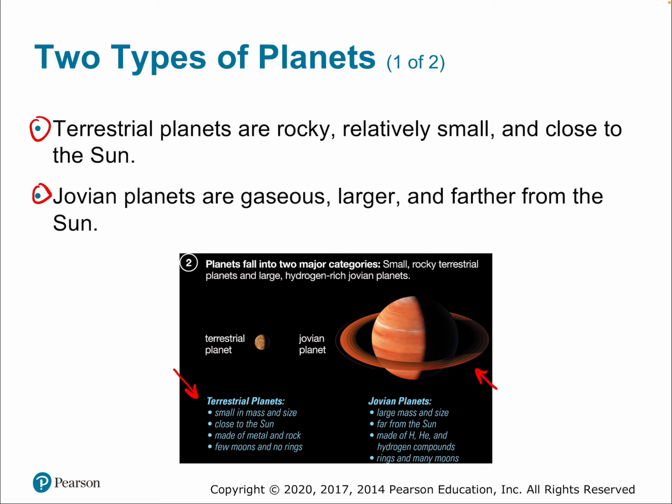Jovian planets, on the other hand, are large in mass and size, sometimes hundreds of times larger than the terrestrial planets. They are all far from the sun. They are not made primarily of metal and rock, but primarily of gas. Hydrogen and helium in particular, and compounds of hydrogen and helium with other elements like oxygen and carbon and so on. And they all have rings and lots of moons.